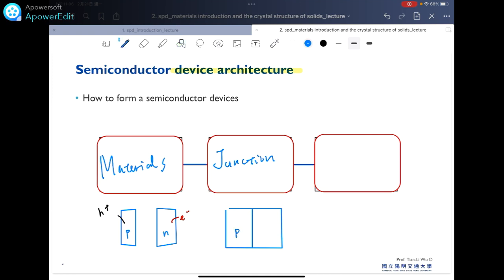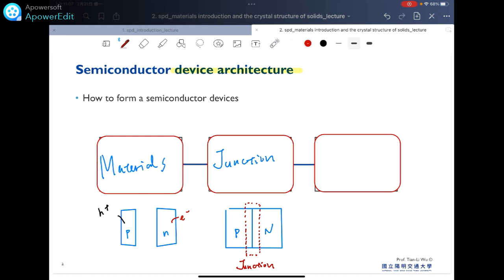If we put the P-type and the N-type semiconductor together, the interface between P and N is what we usually call a junction. And in this interface, or in this junction, there will be many physics phenomena happening. So first we understand the material, and second we need to understand what actually happens inside of this junction, because the junction will come with a certain non-equilibrium case. Non-equilibrium physics phenomena will happen in this junction.